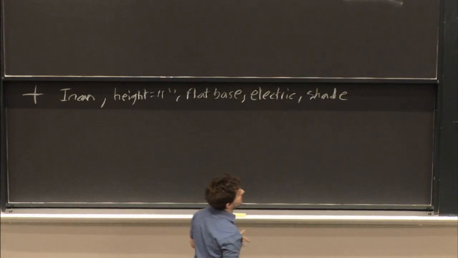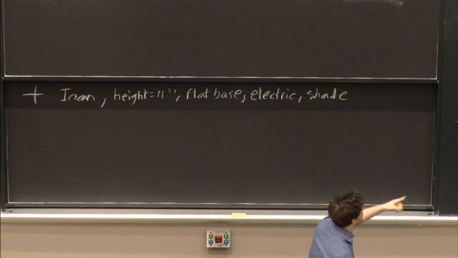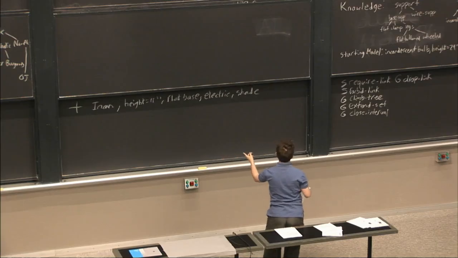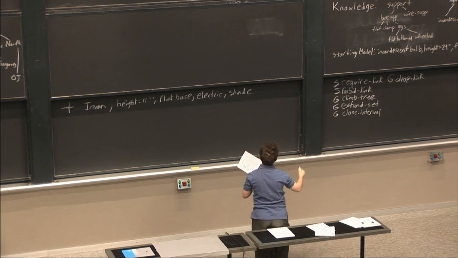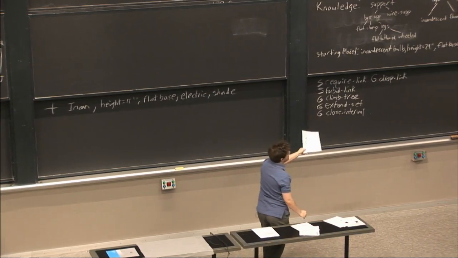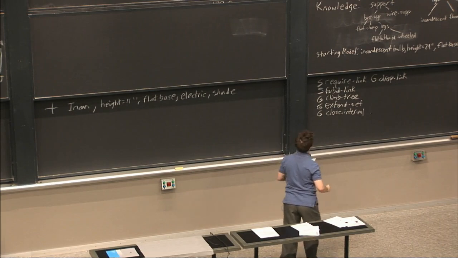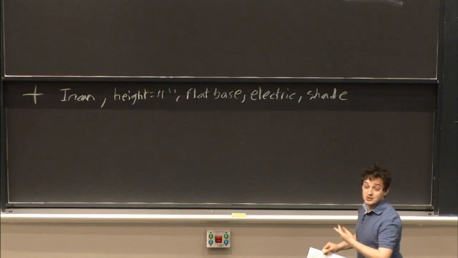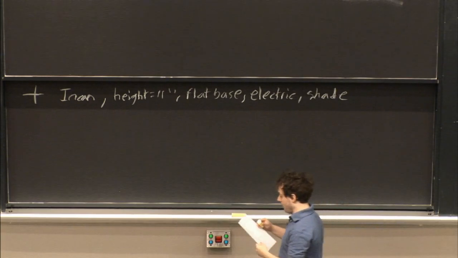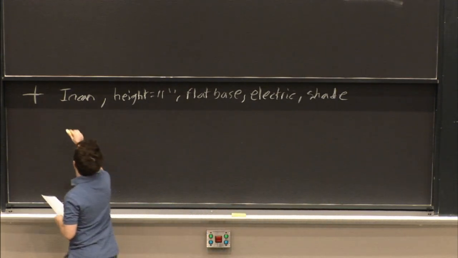But so we've got an incandescent light. That's the same as our model. We've got a height of 11 inches. Oh, our model only covers 24. Flat base, that's the same as our model. Electricity, same as our model. Shade, same as our model. So I say the only difference is the height. I say we need to close the interval.